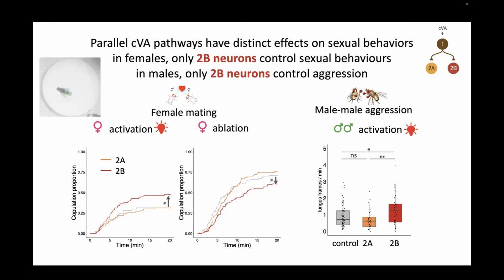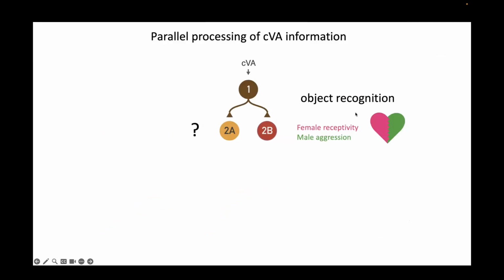Now, looking at the other behavioral effect which is known for CVA, male-male aggression, I saw that when I activated 2B neurons in males, it increased male aggression, but activating 2A neurons did not. So both in females and in males, the 2B neurons seem to be the ones critical for those phenotypes described in the literature, male-male aggression and increased female receptivity. If 2B neurons are responsible for the object recognition, what do 2A neurons do? Maybe they are responsible for tracking the location of the male.